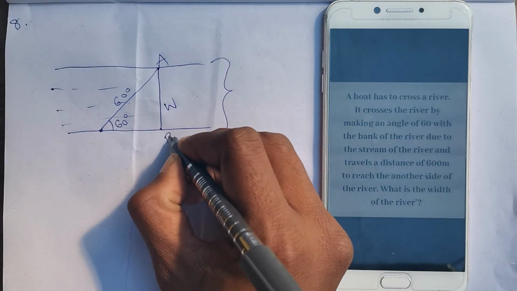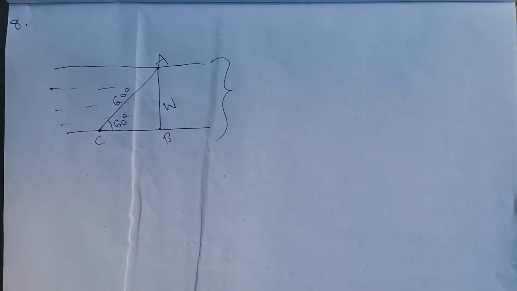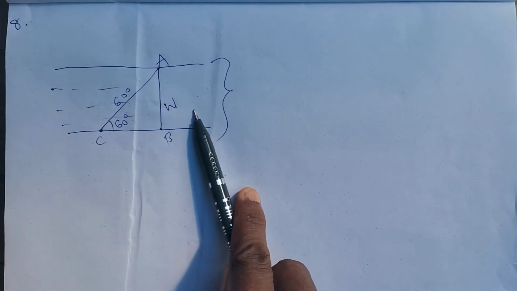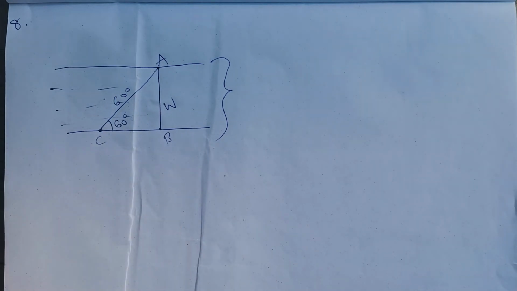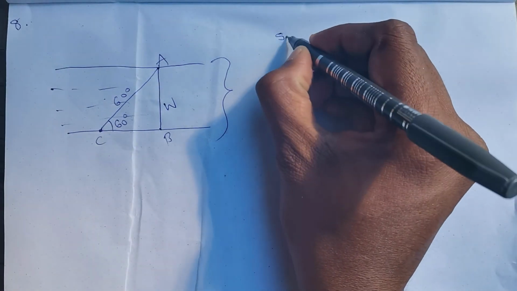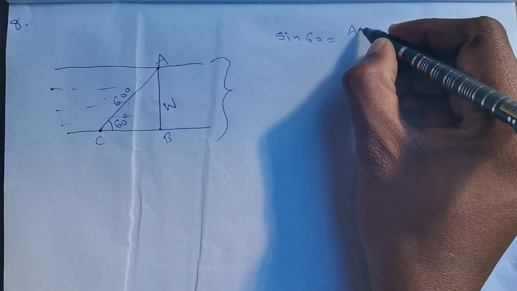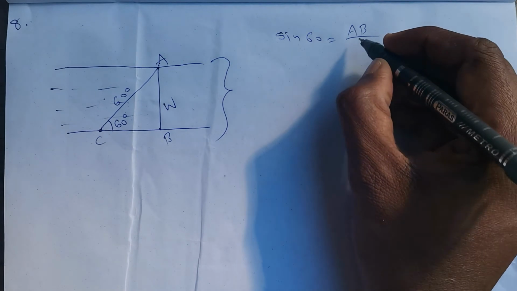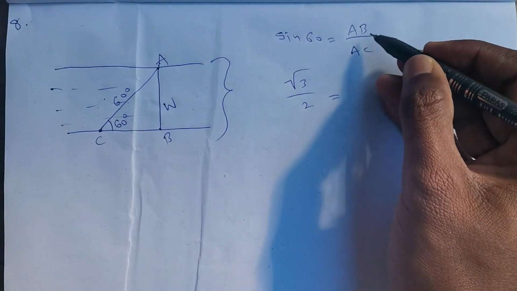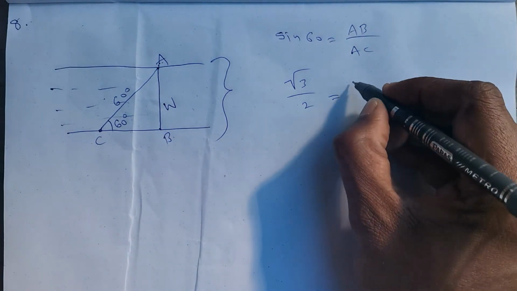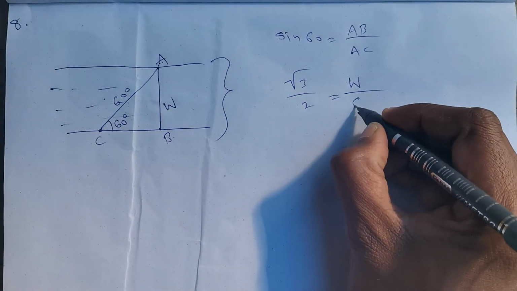I am making, for our convenience, triangle ABC. Now if we observe, angle, opposite, hypotenuse, obviously sine. So sine 60 is equal to opposite AB, hypotenuse AC. Sine 60 value root 3 by 2 is equal to AB value, which we took as the width of the river, by AC 600.